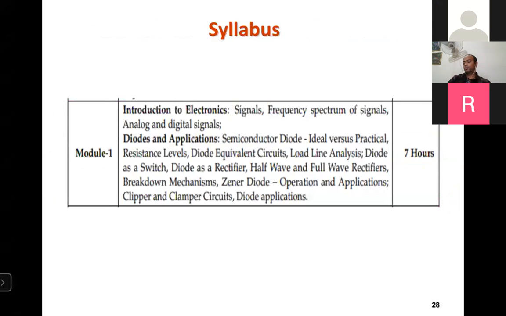So till this point, we have a brief idea about signals, what a frequency spectrum is, and what analog and digital signals are. Next, we will be covering the diode and its applications. Before starting the diode, we should understand what a semiconductor is and why we go for semiconductors. Till this point, are you clear, before starting the second part, the signals part?